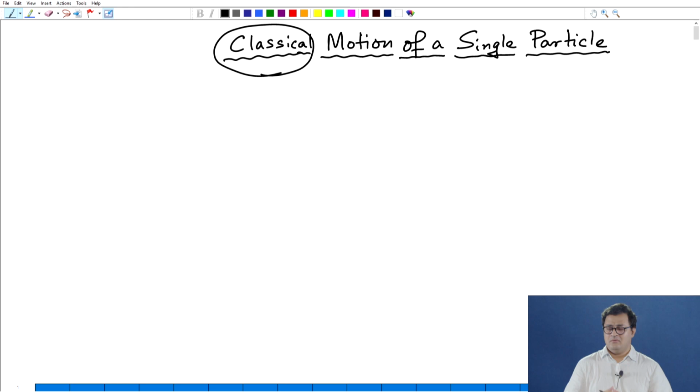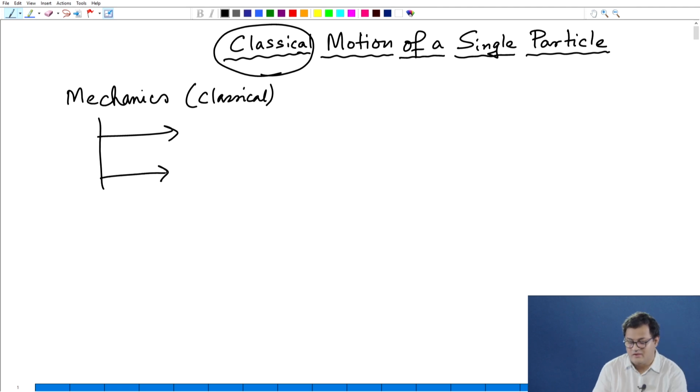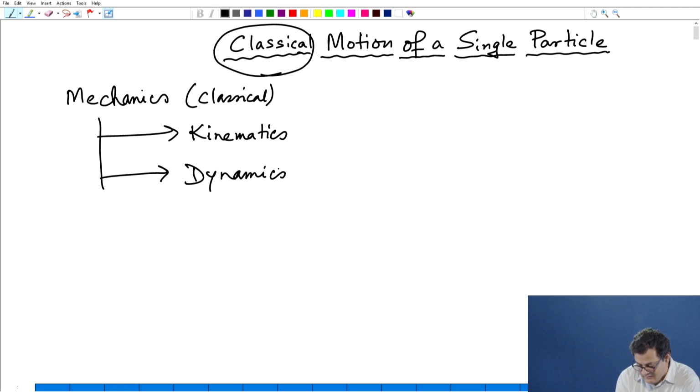When it is applied to a single particle, we say this is the classical mechanics of a single particle. Now, in mechanics, which is the study of motion, we have two parts. Classical, of course, because it consists of classical motions or the motions which we can imagine. So in mechanics we have two things, one is kinematics, another is dynamics. Before going to that, I am just writing again. In classical mechanics I have two things.